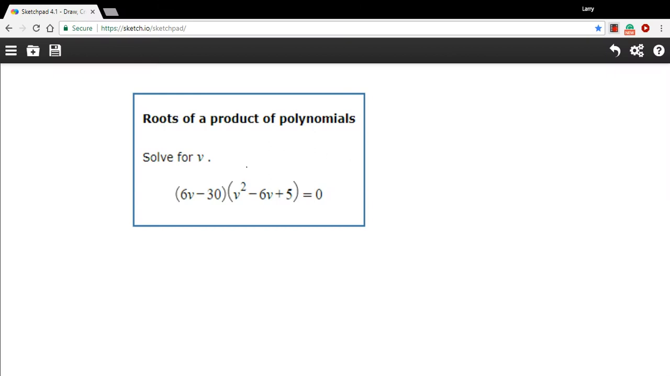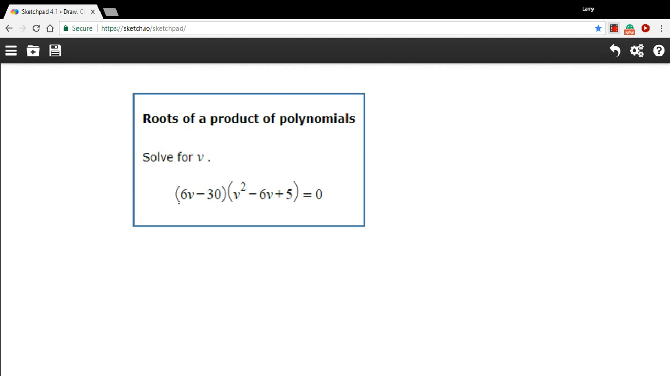In this problem, we're being asked to solve for a variable in a product of polynomials. You can see here we've got this binomial 6v minus 30. Then we've got this quadratic here, v squared minus 6v plus 5. It's all set equal to 0. What that means is we're going to break this down into the smallest factors that we can find, then set each of those factors equal to 0 and solve for the variable. And we might find one or two or three possible solutions.